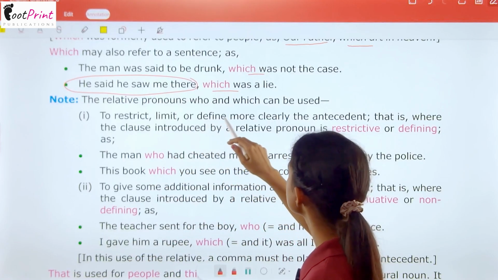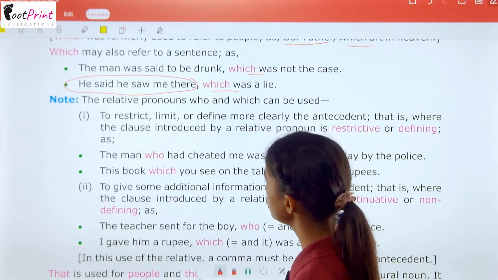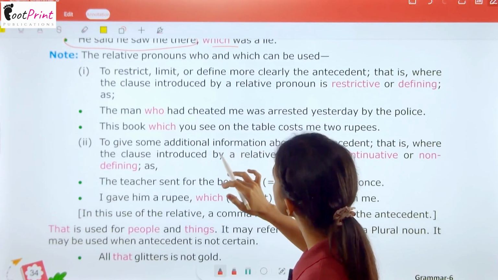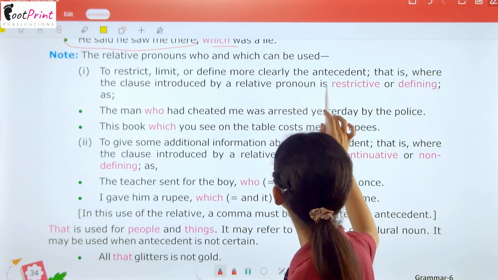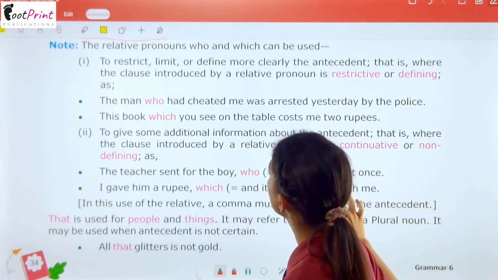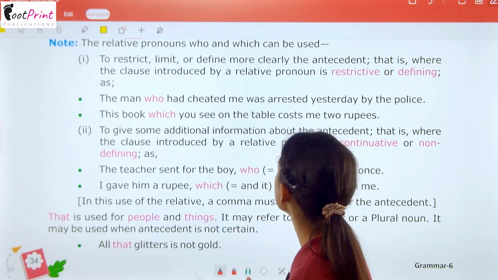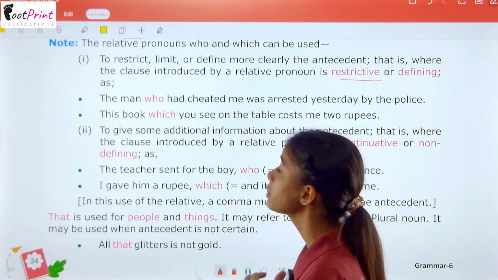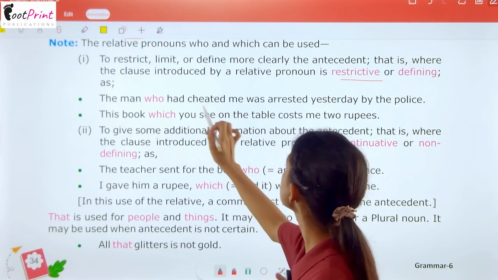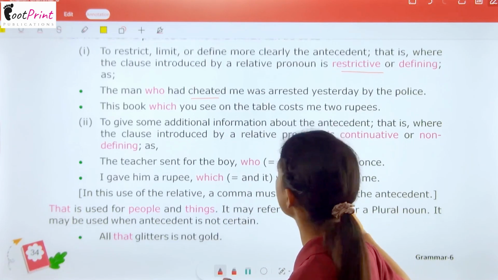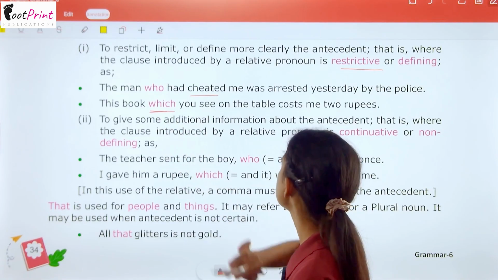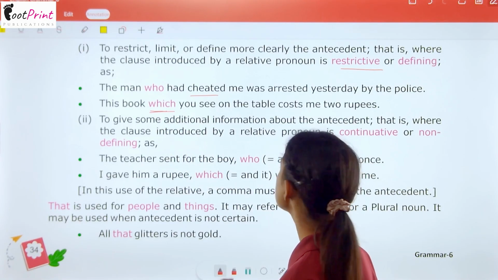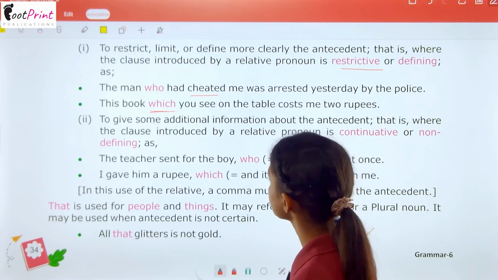The relative pronouns who and which can be used to restrict, limit or define the antecedent more clearly, that is, where the clause introduced by a relative pronoun is restrictive or defining, as: the man who had cheated me was arrested yesterday by the police. The book which you see on the table cost me 2 rupees.